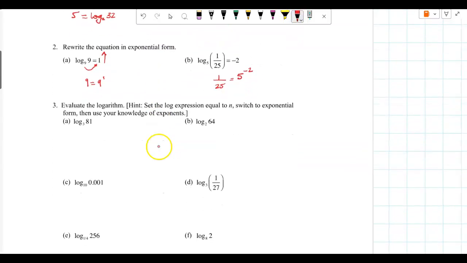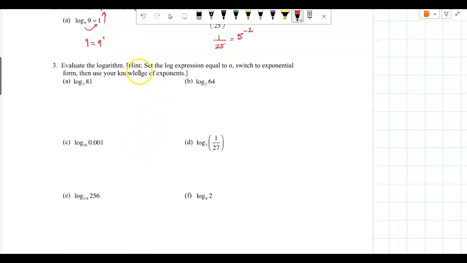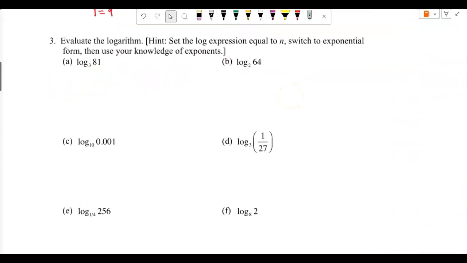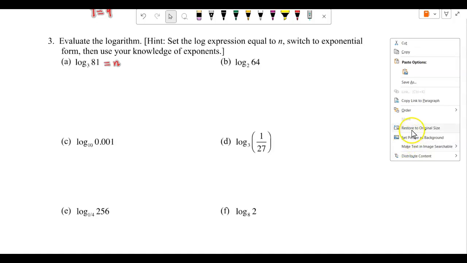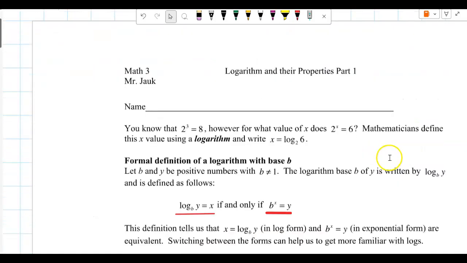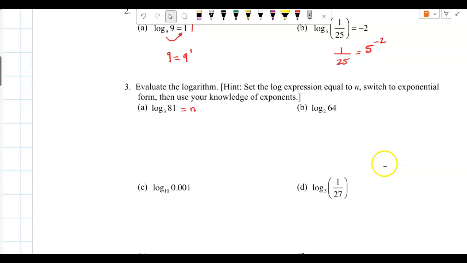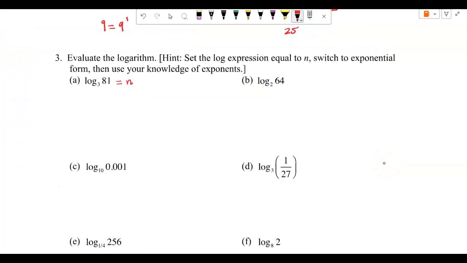Now evaluate the logs. Hint: set the log expression equal to n. Switch to exponential form, and then use your knowledge of exponents. So what we'll do in this case is call it equal to n. Let the answer be n. Now convert this into index form. So the base is 3, and I have to push that up. So 3 to the n is equal to 81. Now 81 is 3 raised to 4, equal to 3 raised to n. Therefore, what is the value of n?